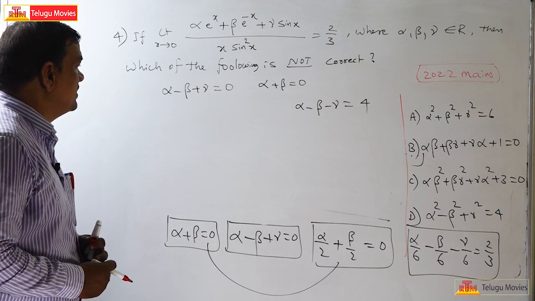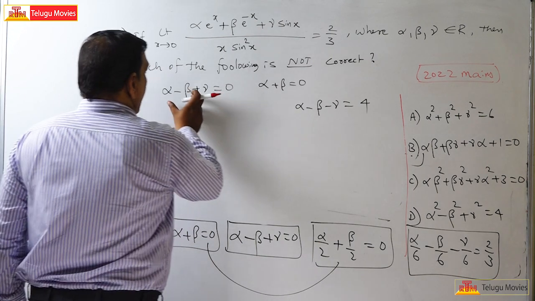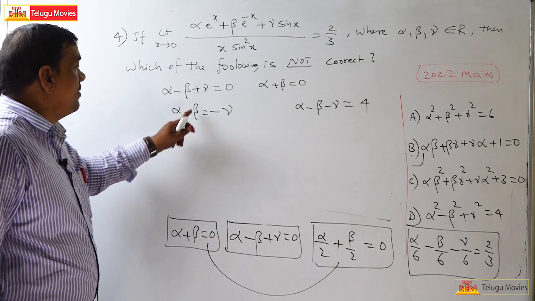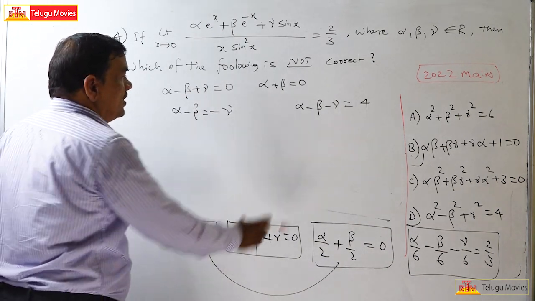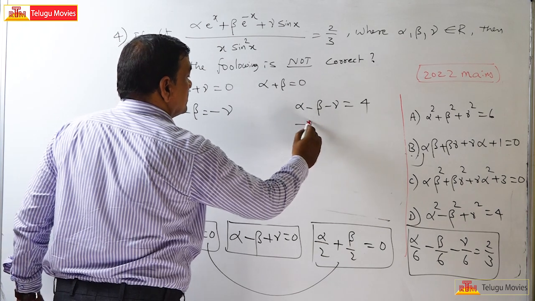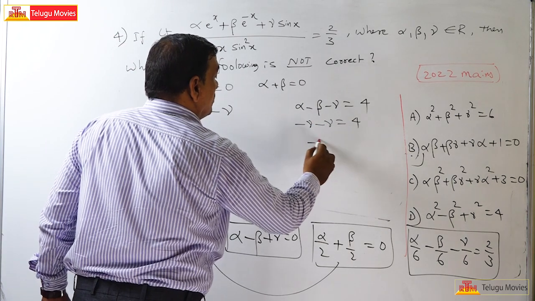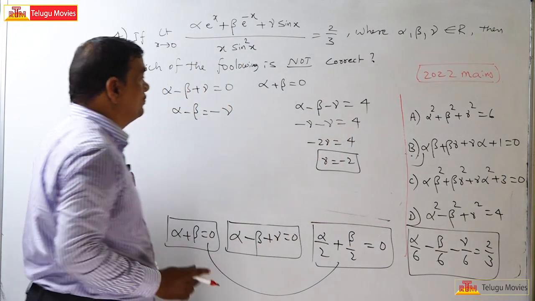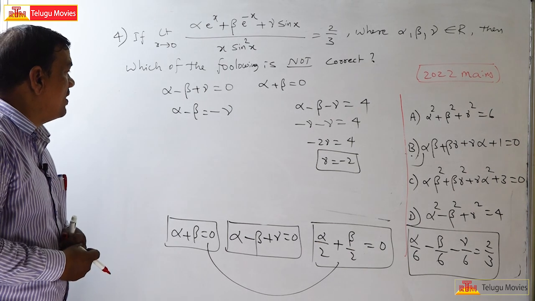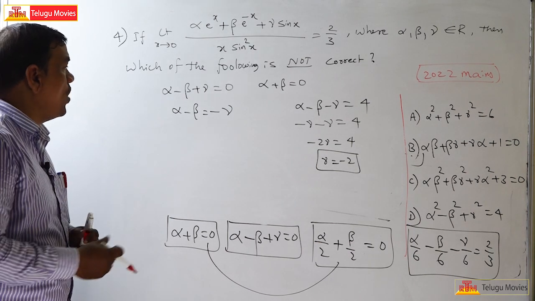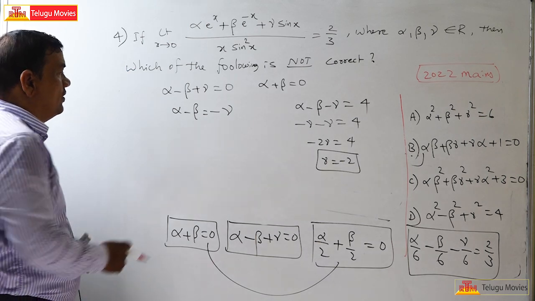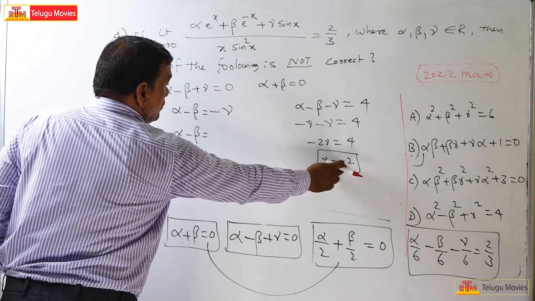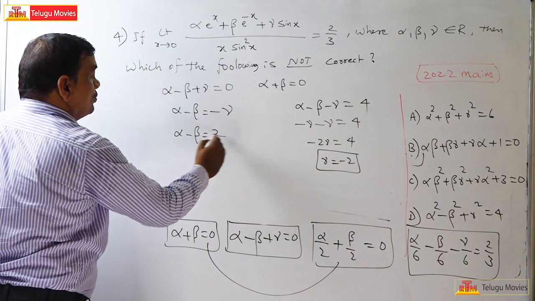Different methods are there. Here alpha minus beta is equal to minus gamma. In place of alpha minus beta, put minus gamma: minus gamma minus gamma is equal to 4, so minus 2 gamma is equal to 4. Gamma is equal to minus 2. Very nice, we got the gamma value as minus 2. Then how to find the alpha value and beta value? Alpha minus beta is equal to minus gamma, that means 2.